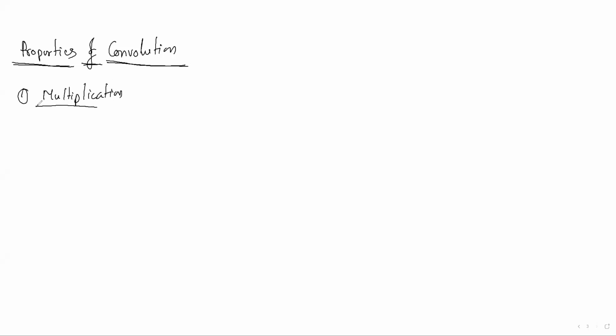I have already taught this when I discussed the properties of Fourier transform or Fourier series. So what I am saying is, if a signal x(t) has Fourier transform X(omega), and h(t), this is the impulse response signal, or you can say this is a signal, if you take the Fourier transform, it can be represented as H(omega).